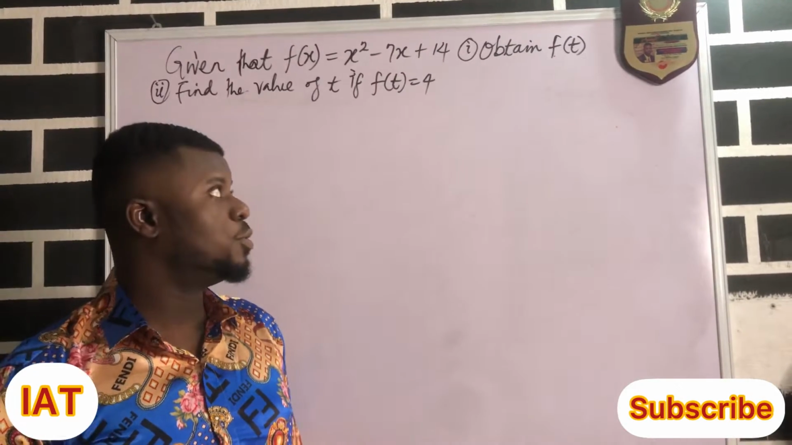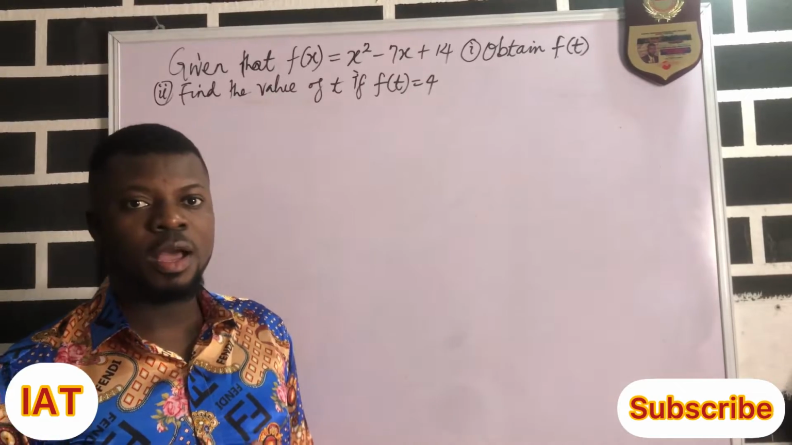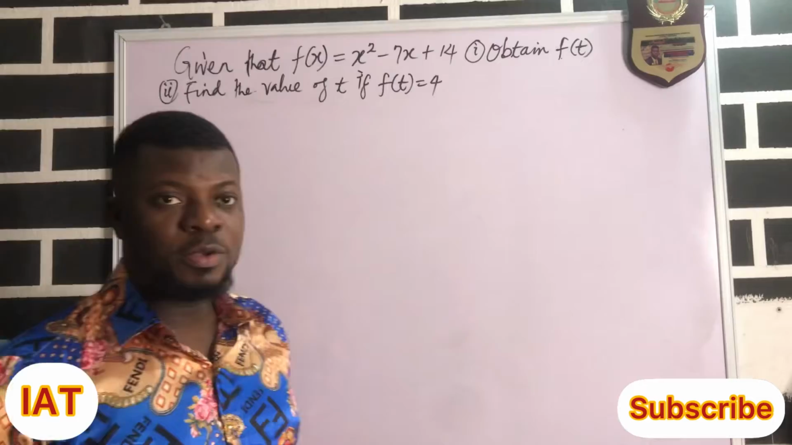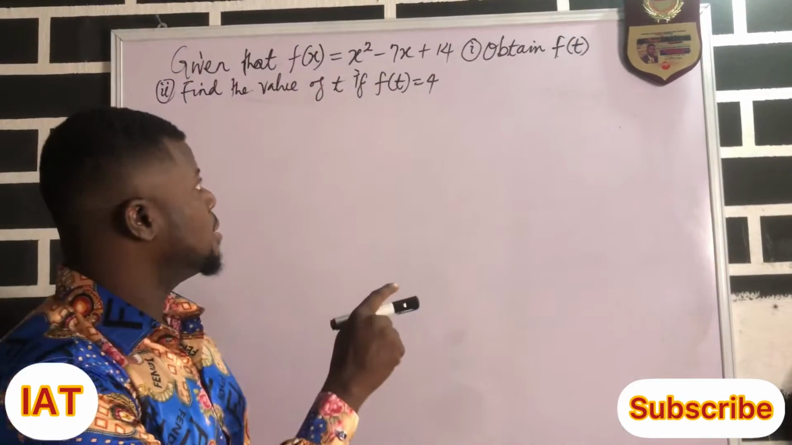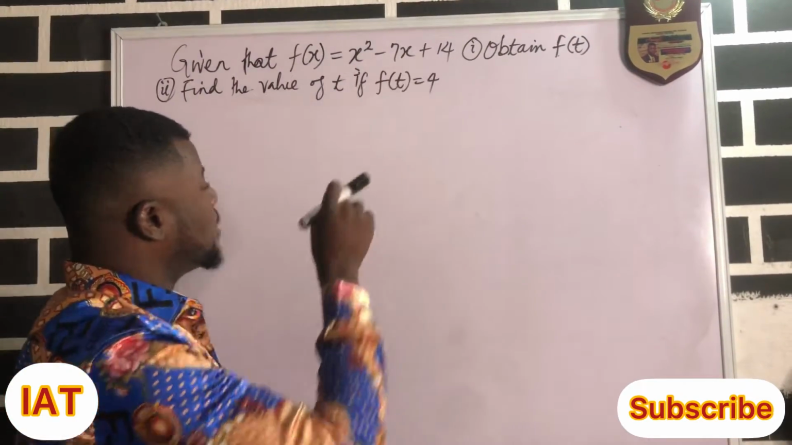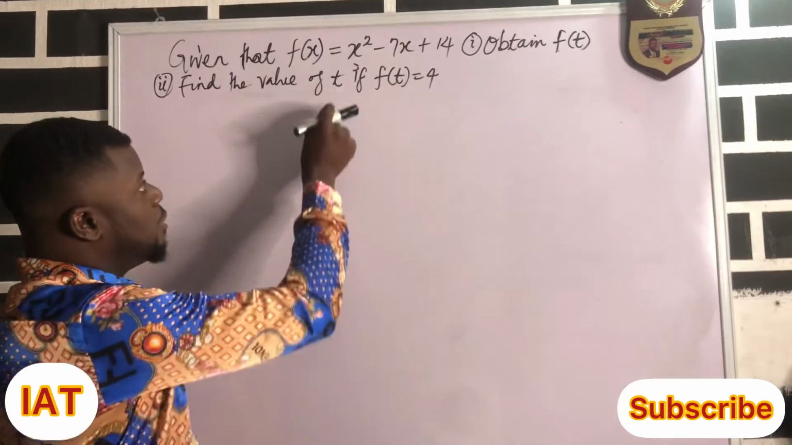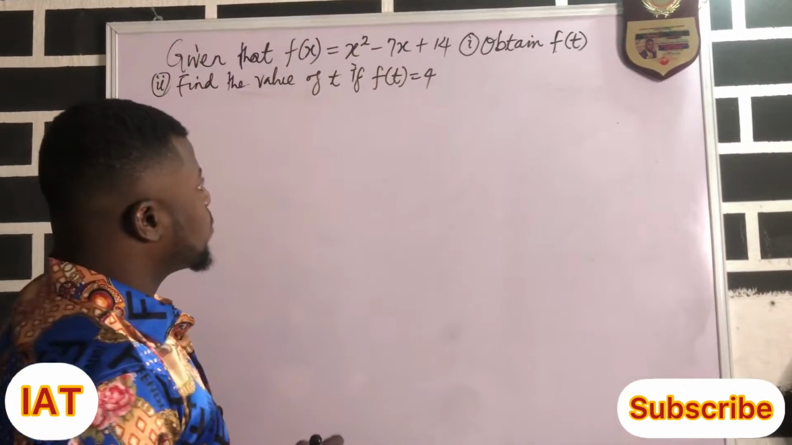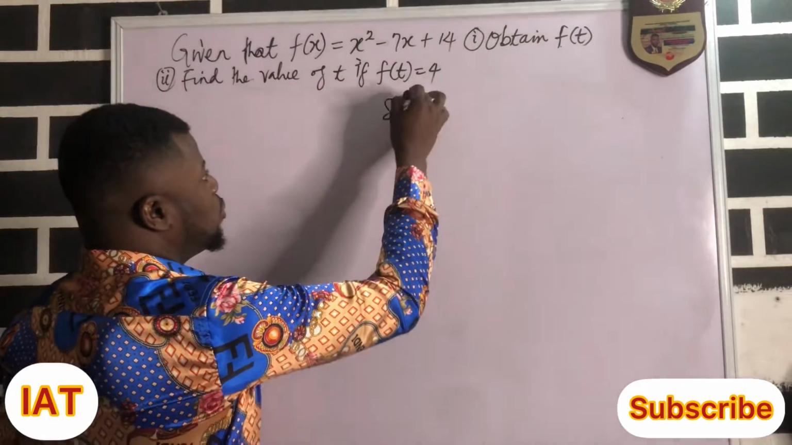In this video, I am going to show you how to solve this function. Firstly, we're going to obtain f of t for this expression, and then secondly, we're going to find the value of t if f of t is equal to 4. Let's see the solution to this problem.